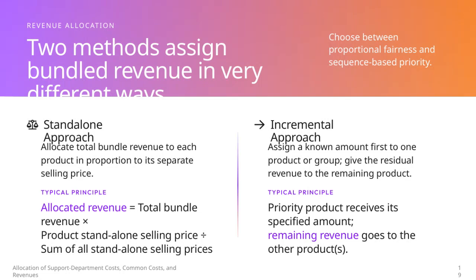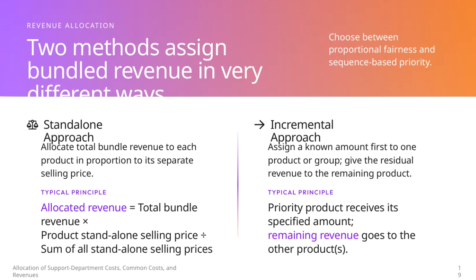Here, we're looking at two main methods for allocating revenue from bundled sales, the standalone approach and the incremental approach. First, the standalone approach spreads the total bundle revenue across each product based on its individual selling price. Essentially, each product gets a share proportional to how much it would sell for on its own compared to the others. The key formula here is, allocated revenue equals the total bundle revenue multiplied by the product's standalone selling price divided by the sum of all the standalone prices. This method ensures a fair distribution based strictly on individual product values.